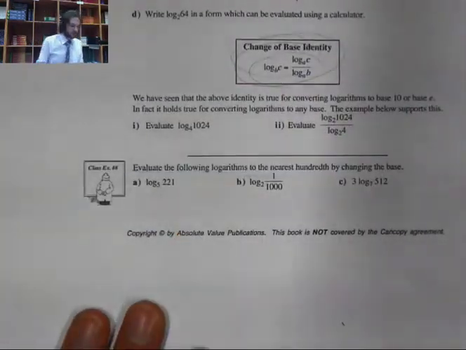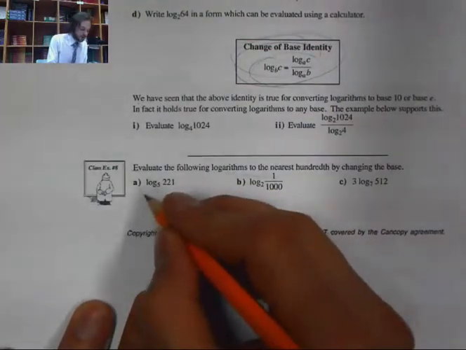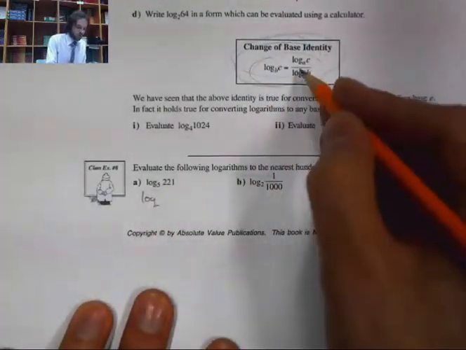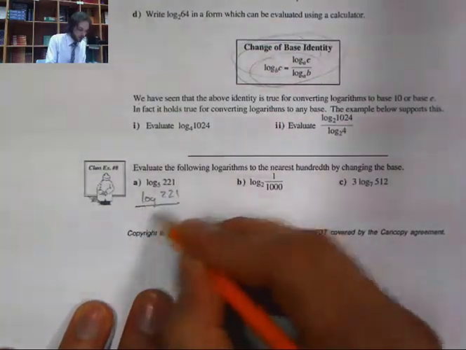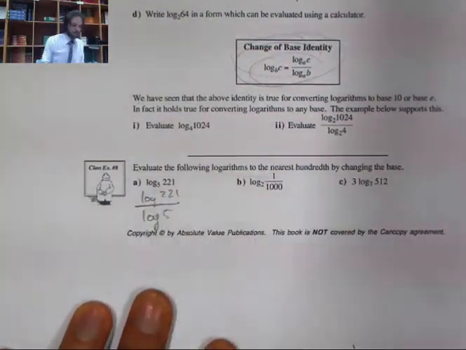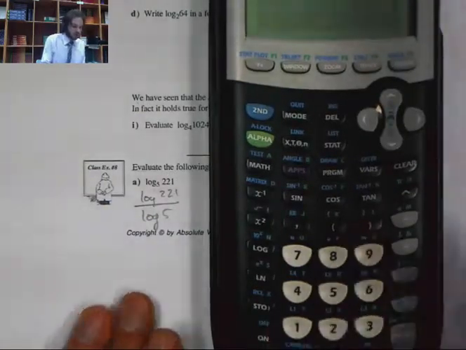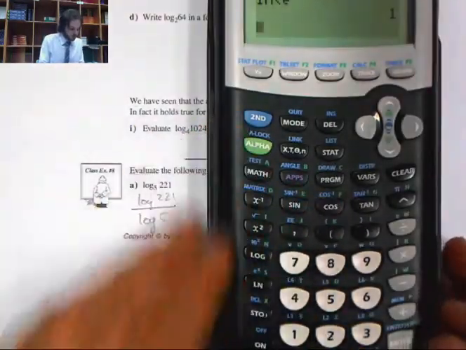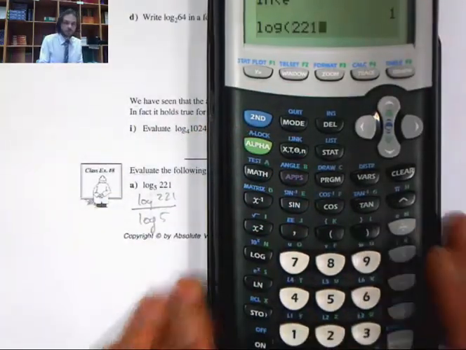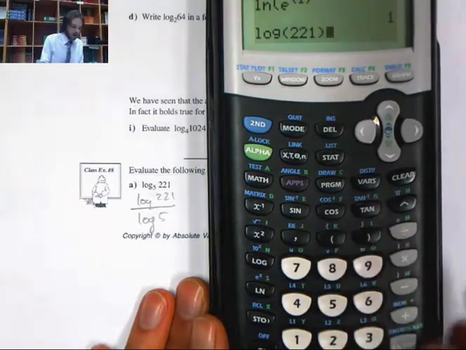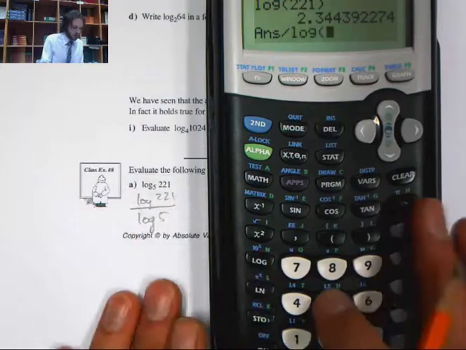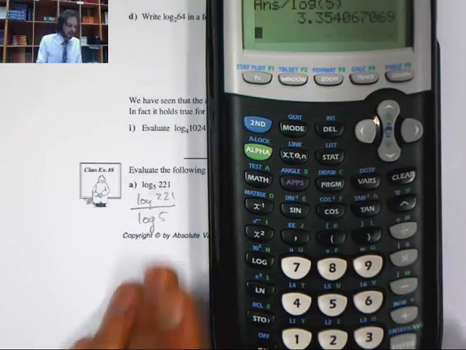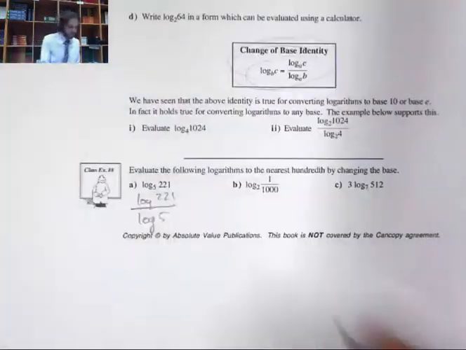So let's check this one here. This is going to be the same as, using this formula here, log 221 all over log 5. That's what we put in our calculator. So let's try that out. We have log 221, okay, and then we have bracket, enter, then we're going to divide that by log 5. And I get 3.35.